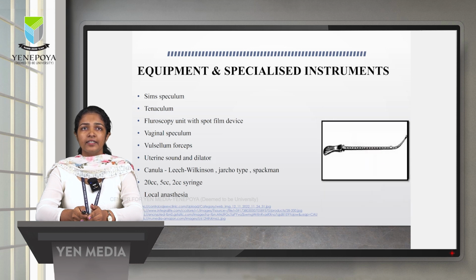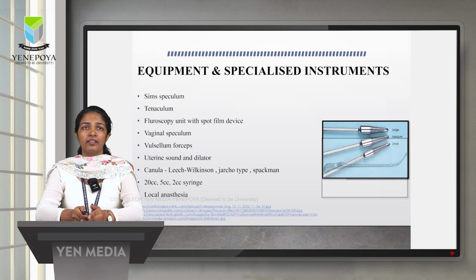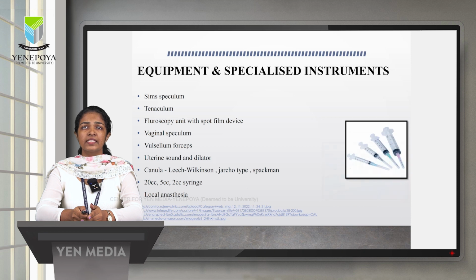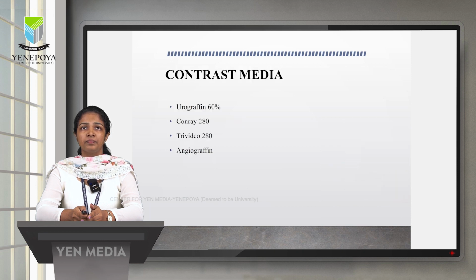Uterine sound and dilator, which is used to dilate the cervix, and also helps in measuring the depth of the uterus. Catheter and cannula like Leech-Wilkinson, Jarcho types, Pigtail. These are the types of cannulas which can be used. Then 20 cc, 5 cc, 2 cc syringes, and local anesthesia.